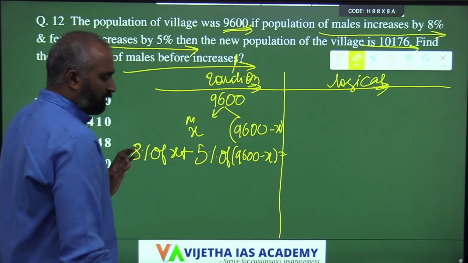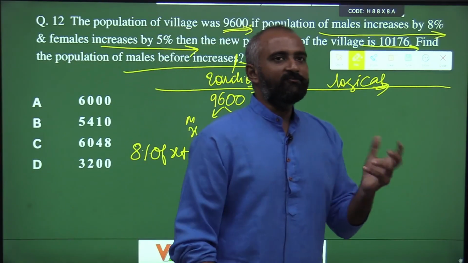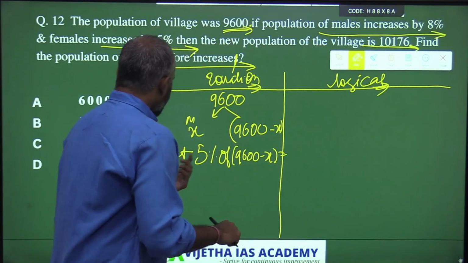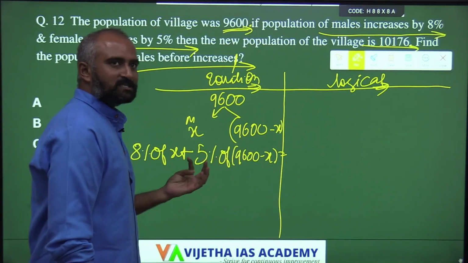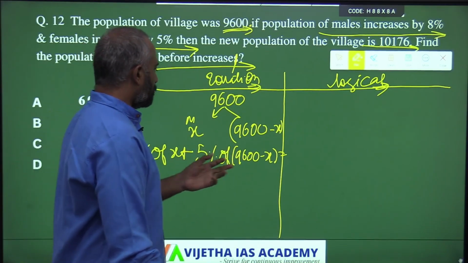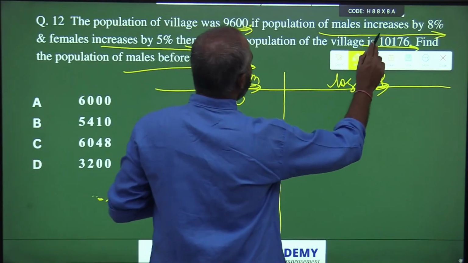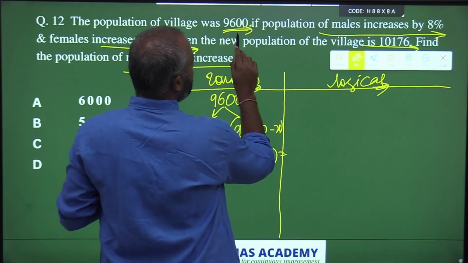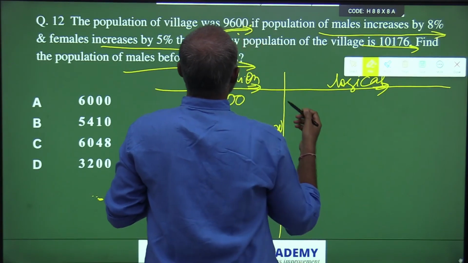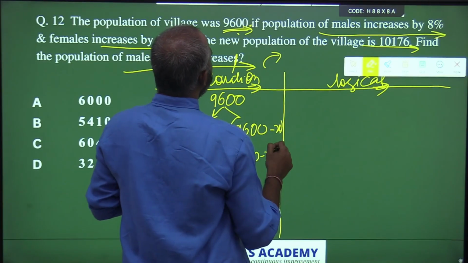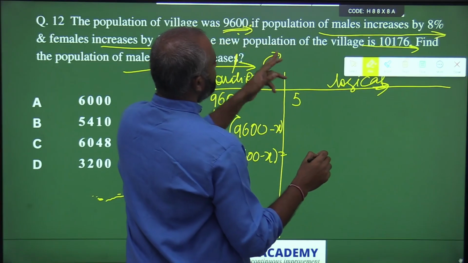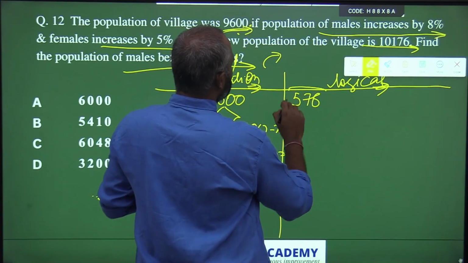You see, while writing the equation, be careful of the units. Your units always have to be equal. What are we talking about? Are we talking about the population, or are we talking about the increase? We are talking about the increase. So how much has the population increased? It was 9,600 and it is 10,176. So the total population increase is 576.